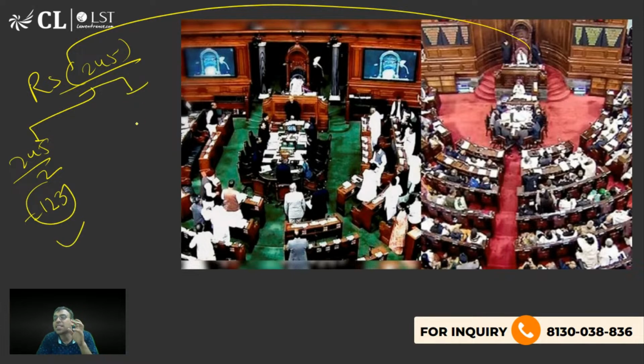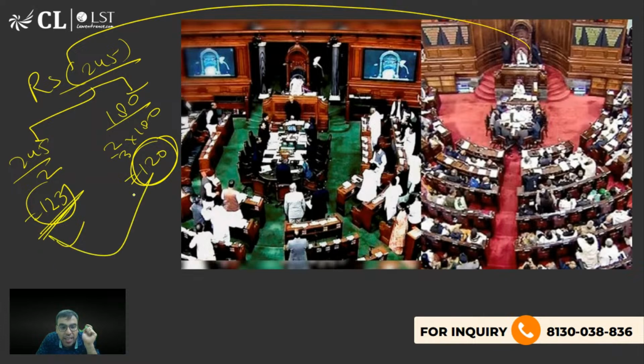For example, imagine that on that day, out of 245 only, let's say, 180 people came. So 2/3 of that would be somewhere around 120, right? So if 120 people vote, still the process is not complete because 123 is the minimum. Both conditions need to be fulfilled: half of total and 2/3 of the present and voting.